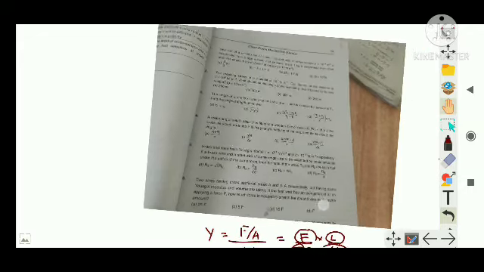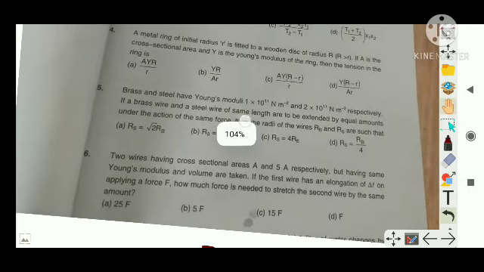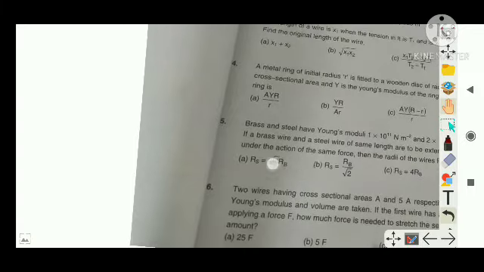Let's move to the next question. Two wires having cross-sectional areas A and 5A respectively, but having the same Young's modulus and volume, are taken. If the first wire has an elongation delta L on applying a force F, how much force is needed on the second wire to extend it by the same amount? You want to stretch it by the same length, so how much force has to be applied? Each has a different cross-sectional area.